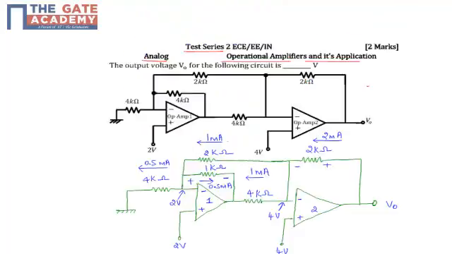So V0 for this circuit is 8 volts. So the output of op amp 1, that is V1, is 0 volts, and V0, that is the op amp 2 output voltage, is 8 volts. From this question we learned the output voltage V0 for the given circuit. Thank you.